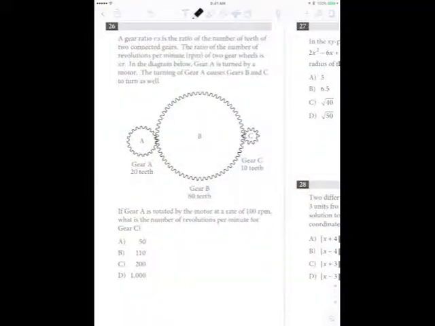Here's the problem we'll be looking at, number 26. So pause the video here to take time to read the text and view the figure. Be aware of all of the information that's provided. In this case, there's text in the beginning, followed by a figure, followed by more text, which is where we find what they're asking. So let's take a look at exactly what they're asking for: the number of revolutions per minute for gear C.